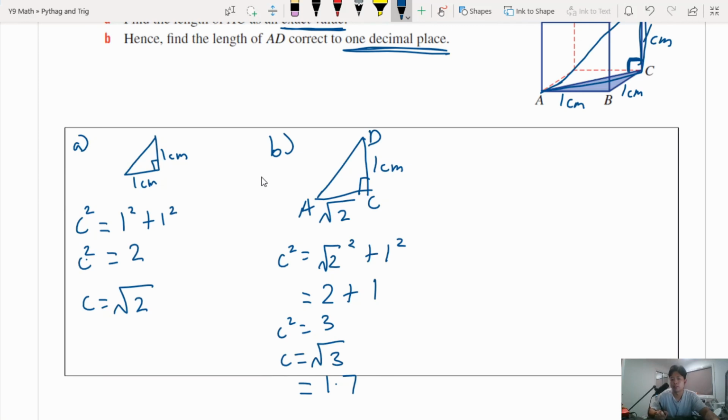Always check the units, centimeters. If I didn't add the units here, I would have lost the mark there. Make sure you are always adding the units. So the length from A to D will be 1.7 centimeters.